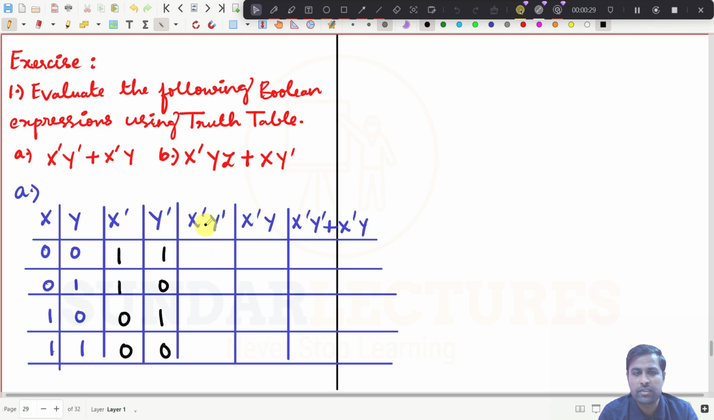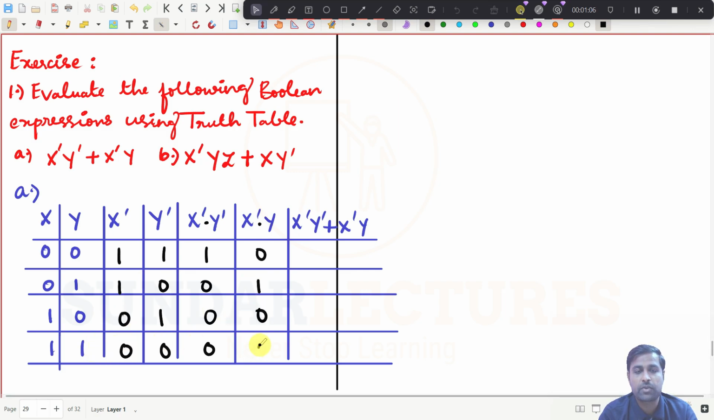If you don't see anything here, you have to understand by default that these two are the multiplication, the dot operation, right? So you have to multiply x dash and y dash. If you multiply these two, what will you get? This is 1. If there is 0, then it will obviously be 0. This will also be 0. And x dash y, this one and the multiplication of this one. If you multiply these two, you will get 0. If you multiply these two, you will get 1. If you multiply these two, you will get 0.